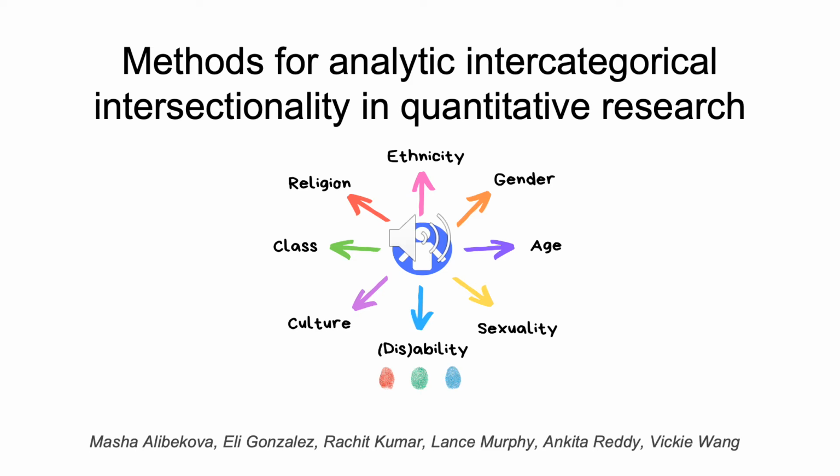Hi everyone. So today our discussion will revolve around methods for analytical intercategorical intersectionality in quantitative research, specifically taking a look at Greta Bauer and Aidan Shimes' paper. And our group is Masha, Ellie, Rashid, Lance, Vicky, and Ankita.